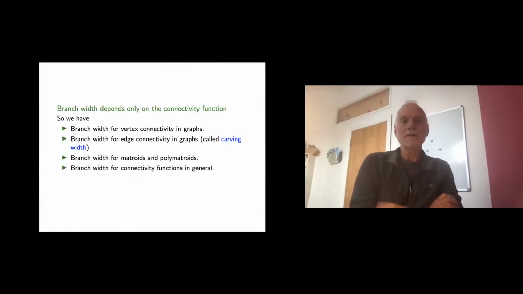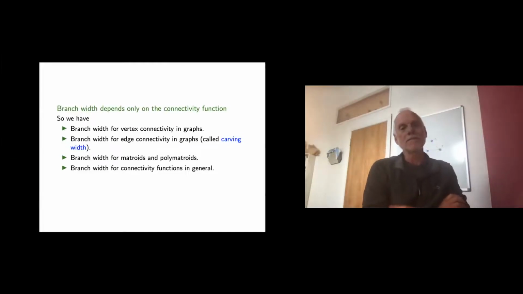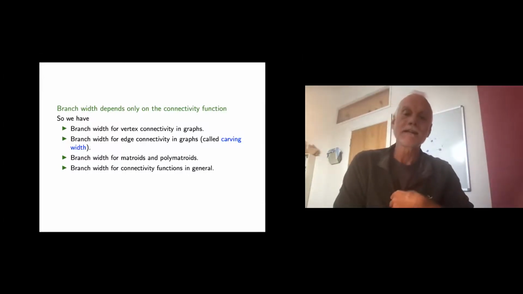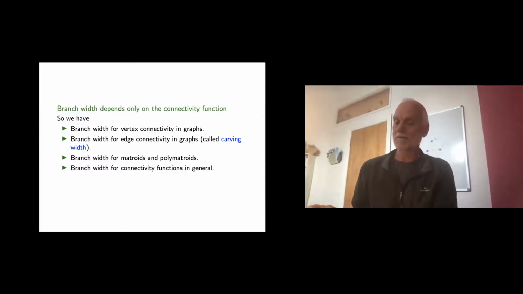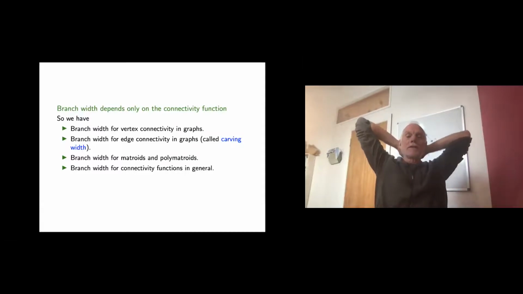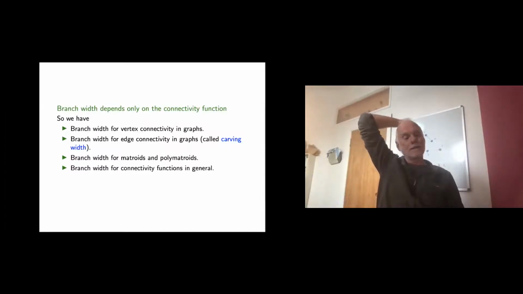The fact that branch width depends only on the connectivity function means that, once I've defined branch width for vertex connectivity in graphs, and I observe that I've only used the underlying connectivity function, I can also define branch width for edge connectivity in graphs. That's called carving width. It's somewhat studied, but not as well studied as branch width in graphs, I have to say. And of course, we can talk about branch width for matroids and polymatroids, and for an arbitrary connectivity function in general. So the way we define branch width gives us something that works not just for graphs, but for arbitrary connectivity functions. That's a nice feature of branch width that doesn't immediately work for other width parameters that you might think about for graphs.